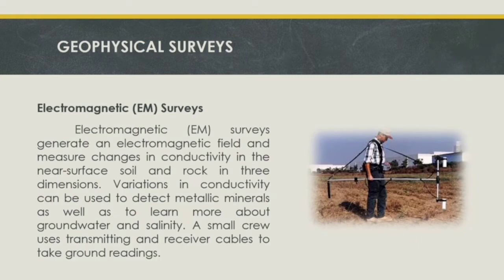Electromagnetic surveys. Electromagnetic surveys generate an electromagnetic field and measure changes in conductivity in the near-surface soil and rock in 3 dimensions. Variations in conductivity can be used to detect metallic minerals as well as to learn more about groundwater and salinity. A small crew uses transmitting and receiver cables to take ground readings.